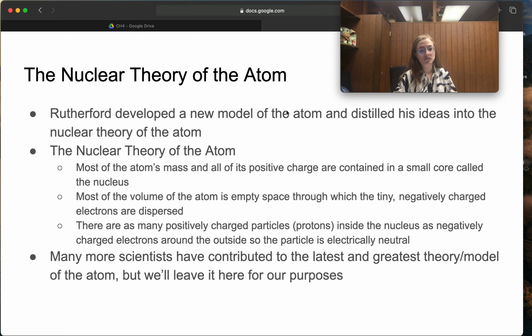So lots of scientists have contributed beyond this point. We do have models of the atom that go further than the nuclear theory or the nuclear model of the atom. We have scientists who came in after Rutherford who have done lots more things. This is some of the stuff I was studying in grad school, thinking about what we conceptualize atoms and electrons to be. However, for our purposes, we can leave it with the idea we get of an atom after Rutherford has left us with the nuclear theory of the atom.